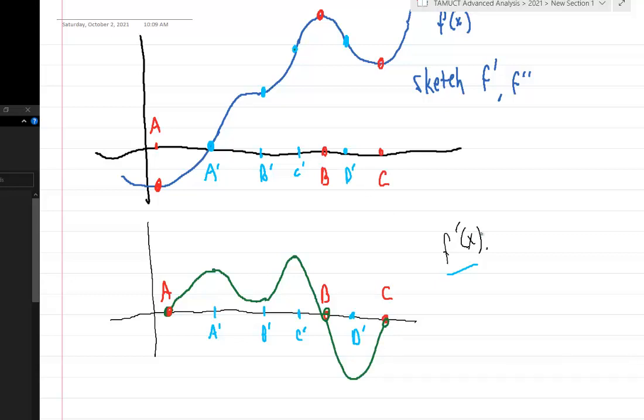All right, let's look at my f double prime. Well, I could look at my f prime and take the derivative of that, or I could take my f double prime directly from my original graph. Let me try to get my f double prime from my original graph directly.